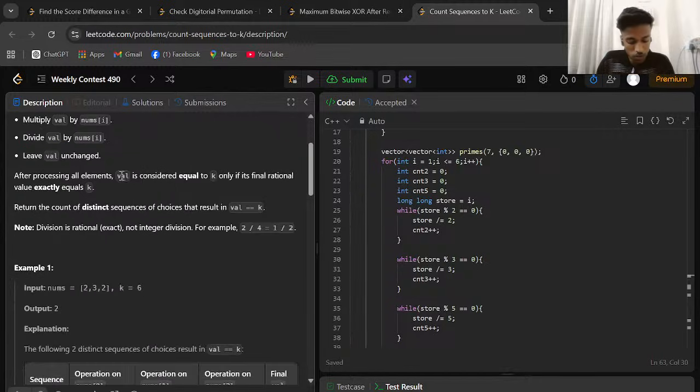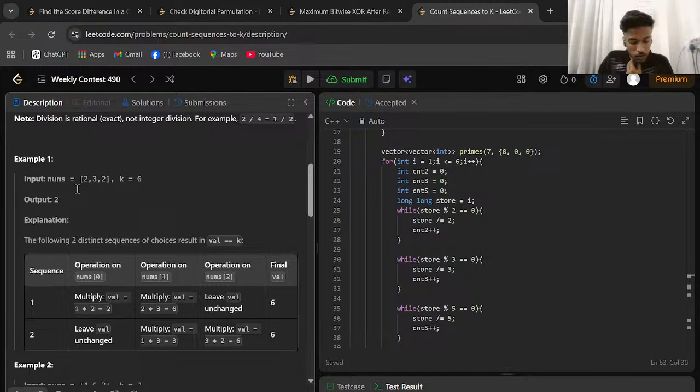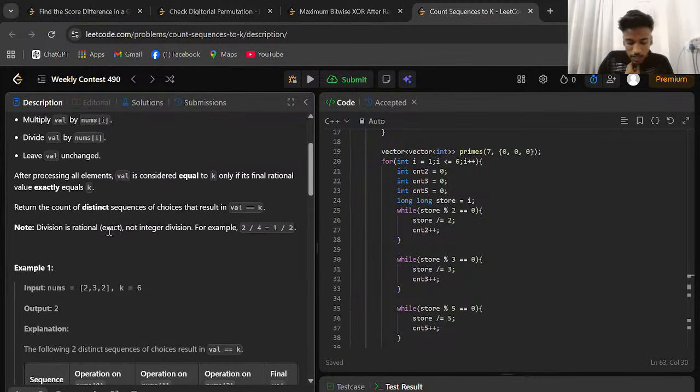After processing all elements, val is considered equal to k only if its final rational value exactly equals k. So you have to return the count of distinct sequences of choices that result in val equal to k. Division is rational, exact, not integer division.